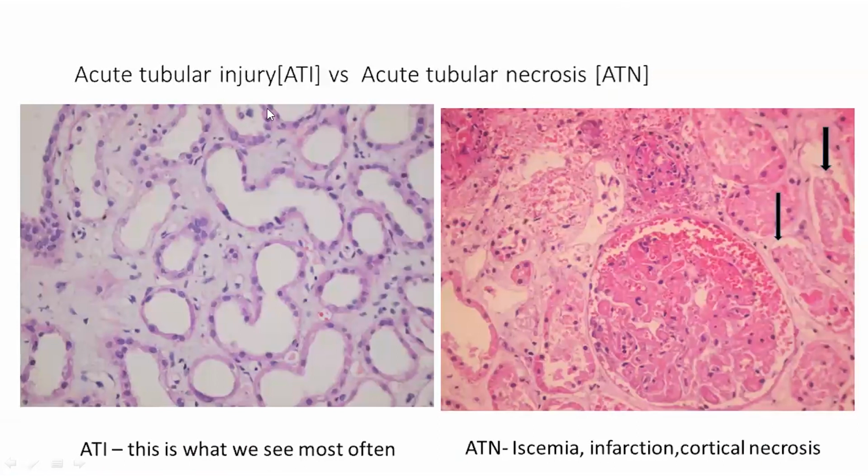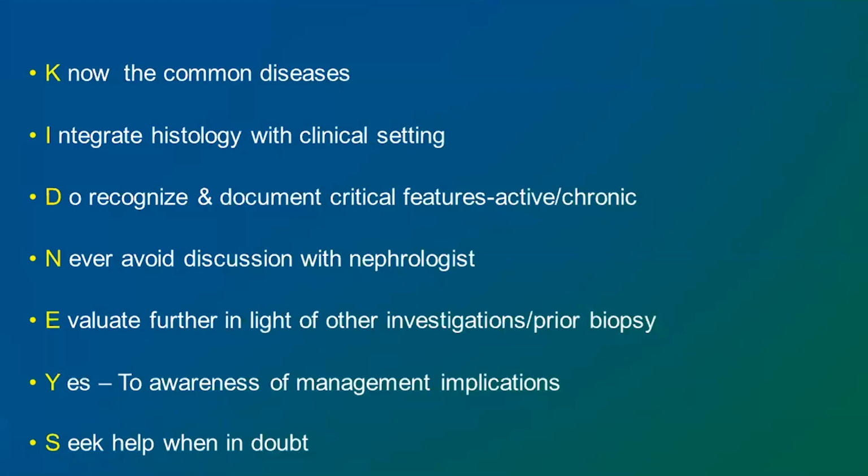And before we end, this is how acute tubular injury looks. The tubules appear to have dilated lumens because of simplification and flattening of their lining. The term to be used is acute tubular injury and not acute tubular necrosis. And acute tubular necrosis is what we see with ischemia, infarction, and cortical necrosis, or because of ethylene glycol poisoning.